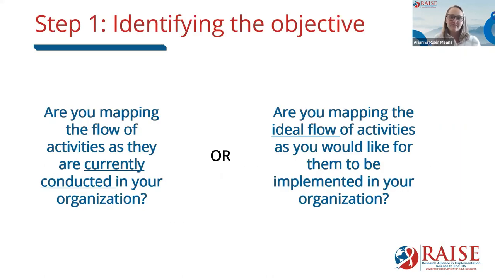And I've alluded to this already, but an absolutely essential part of identifying the objective is deciding a priori if you're mapping the flow of activities as they're currently conducted in the organization, or if you're mapping the ideal flow of activities as you would like for them to be implemented. Usually, in fact, almost always, it's the first that you map activities as they are now. The exception might be if you're establishing a workflow for the first time and you can start with what you think the ideal is and then iterate from there. Sometimes you'll do both as part of a project to see where you are and what needs to change to get to where you're going, but usually it's the first.